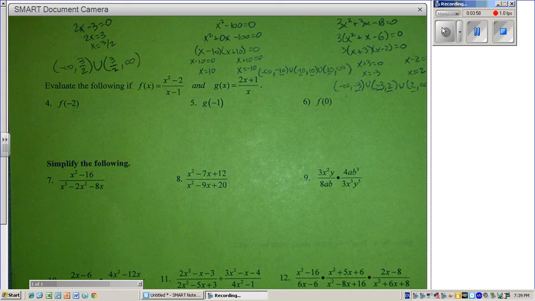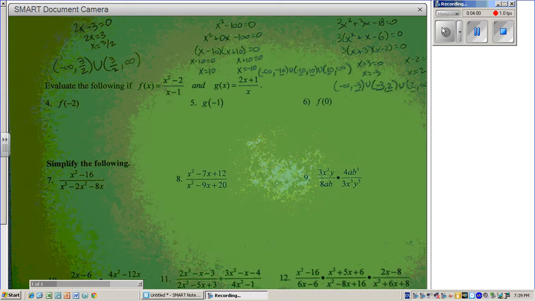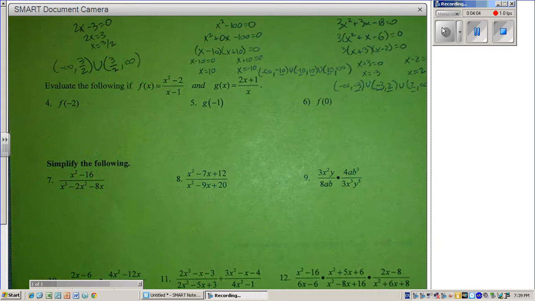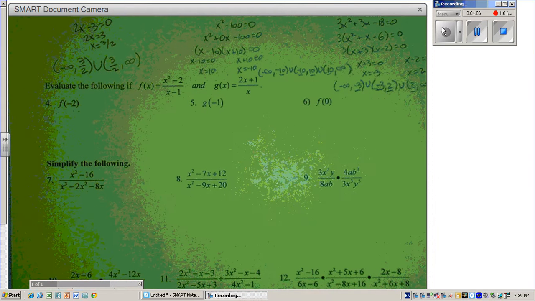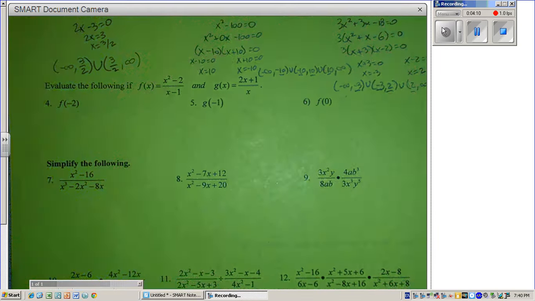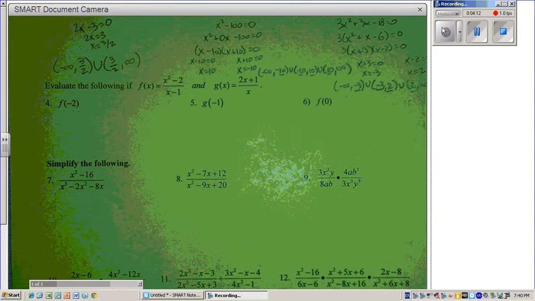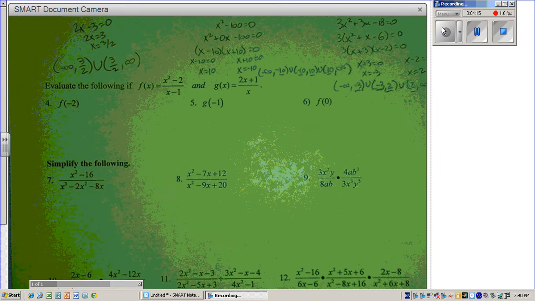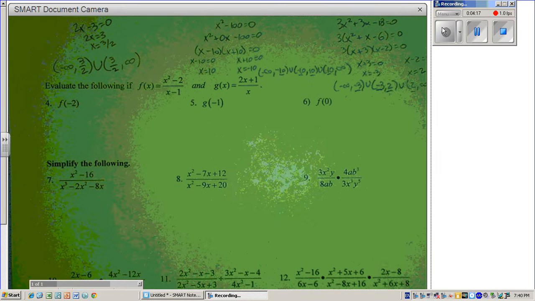Now let's start with the second section. What I'd like you to do is pause this right now and take a few minutes to try these problems out. All we're doing is evaluating. So we need to look for the function f of x, and then plug in or substitute negative 2 wherever you see an x. Okay, so pause the video right now and try these problems yourself.